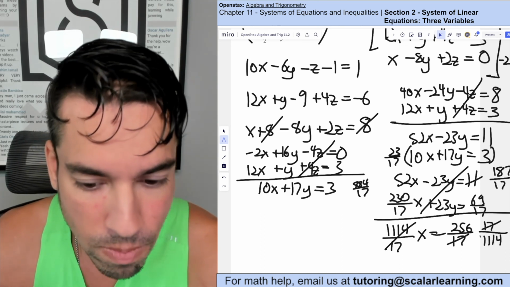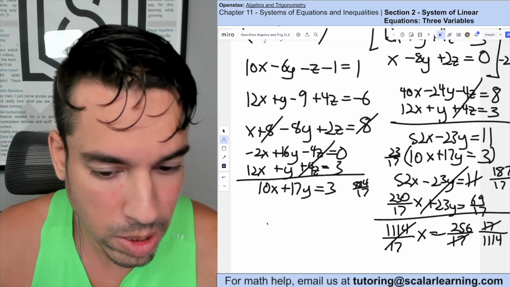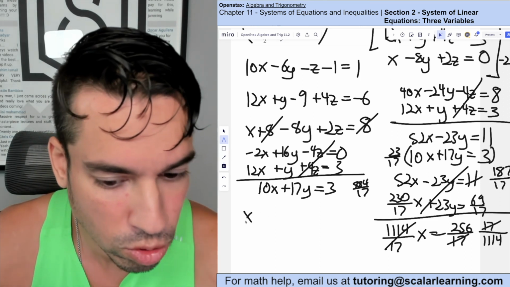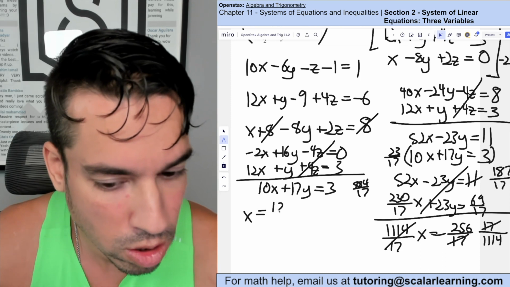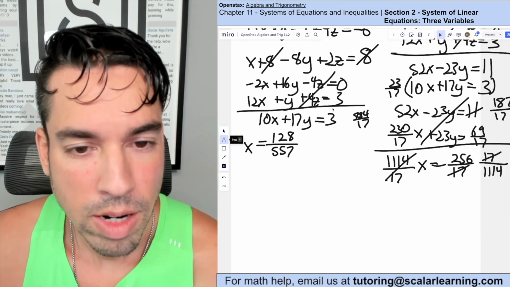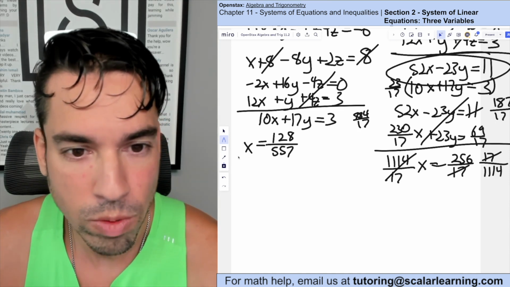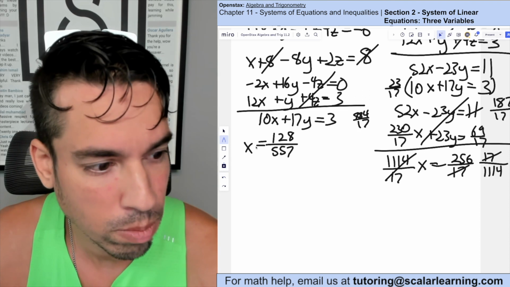Those are going to cancel out. So there's my x. 256 over 1114, which can be simplified by dividing both by 2. So x equals 128 over 557. Now to solve for y, I'm just going to take one of these equations with just x and y. How about this one right here? It's just random, and we're going to plug this in for x.